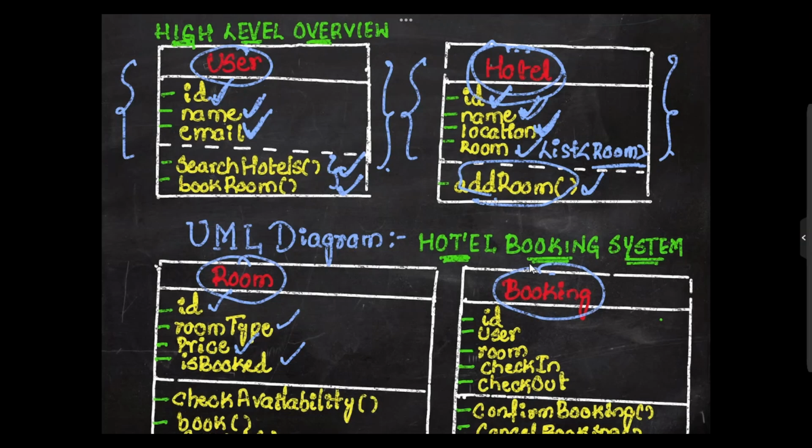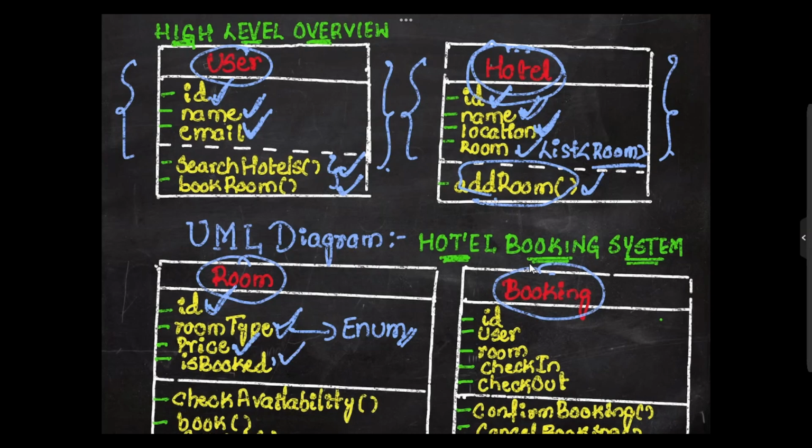So these are the things we'll be considering within the room class: id, room type, price, as well as is booked. Here in this case, id will be of the type string, room type will be of the type enum, price will be of the type double, and is booked we'll be going with a map. Within the angle brackets, we'll be going with a LocalDate as well as boolean. So just keep this in mind.